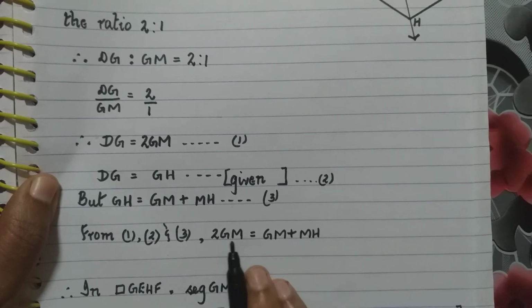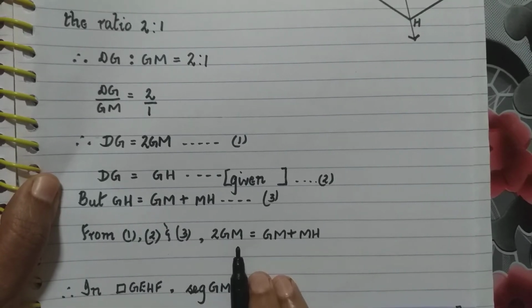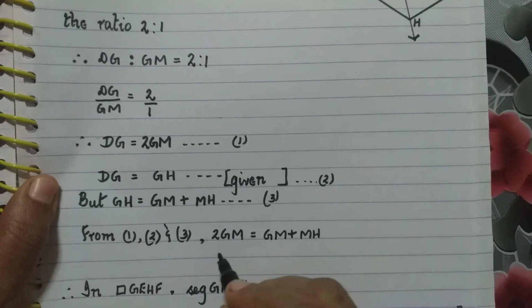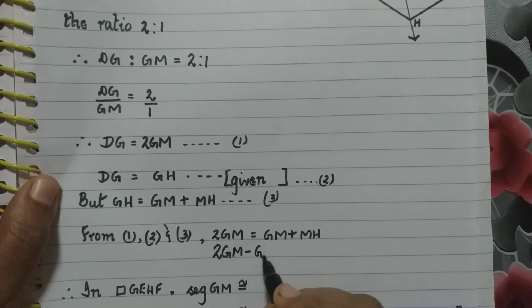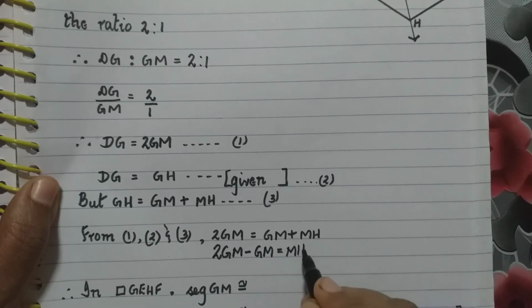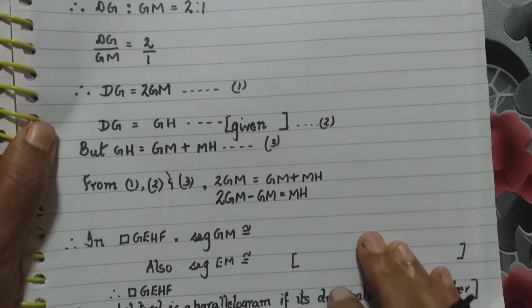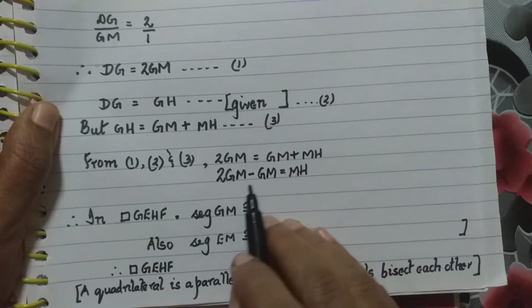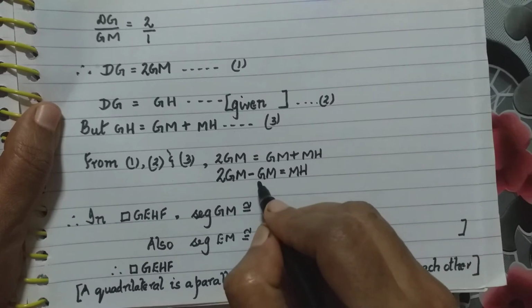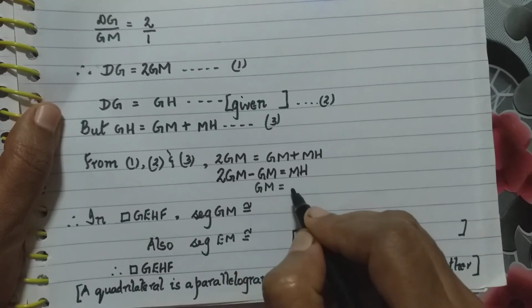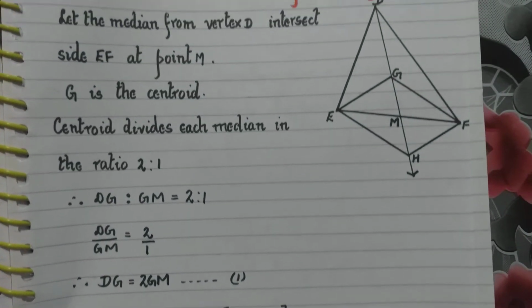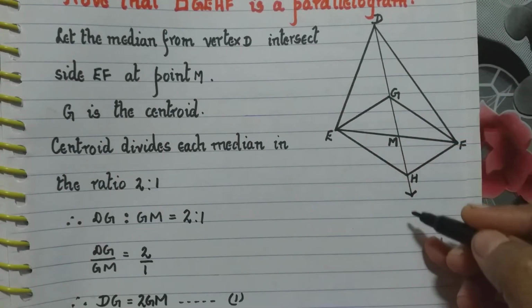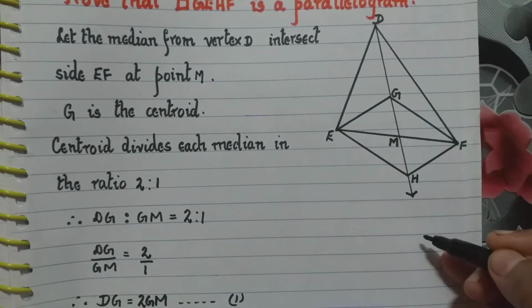Now why have I written this? I have two terms now with GM. So I take both of them on one side. That is, I write 2GM minus GM, taking this GM on the other side, is equal to MH. So what happens to GM? 2GM minus GM. It's like 2x minus x will be 1x or just x. So we write GM is equal to MH. Now look at the figure. We have proved that GM is equal to MH.